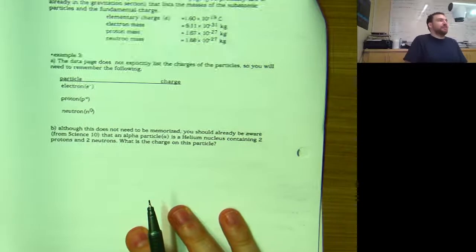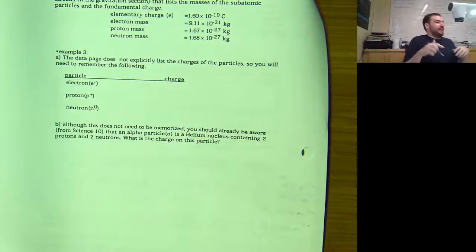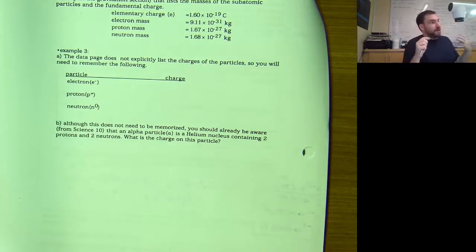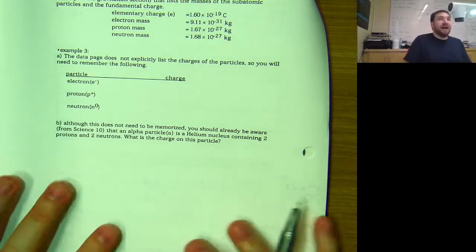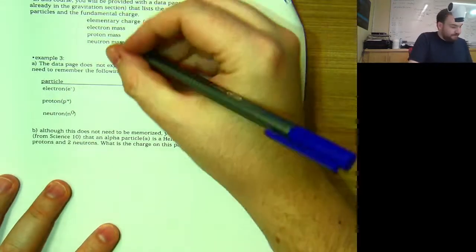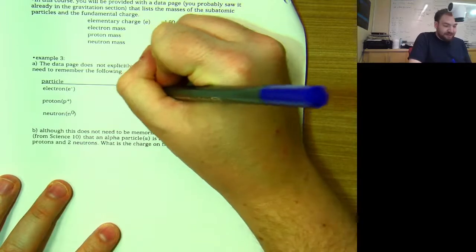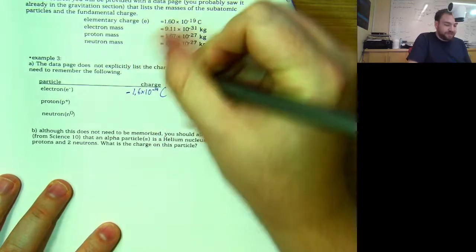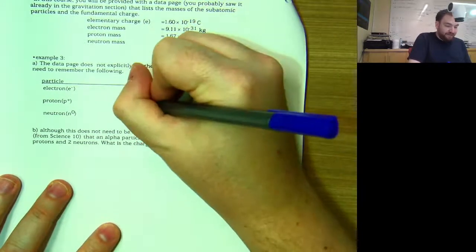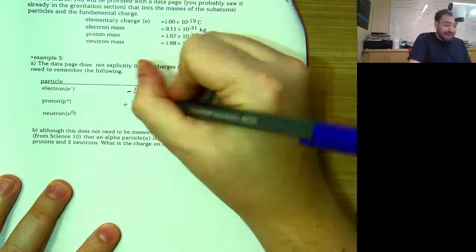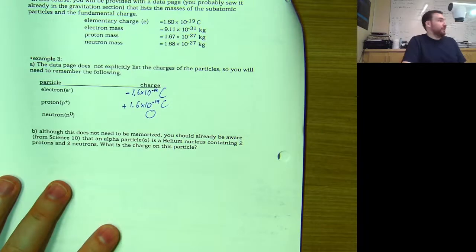So instead of an electron being worth -1 charge and a proton being worth +1 charge, we've got a charge on the electron of -1.6 times 10 to the -19 coulombs, and a proton of +1.6 times 10 to the -19 coulombs. A neutron is actually 0, just the way the quarks line up.